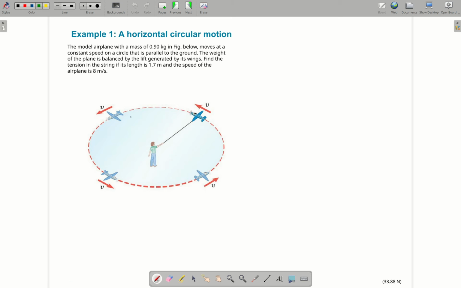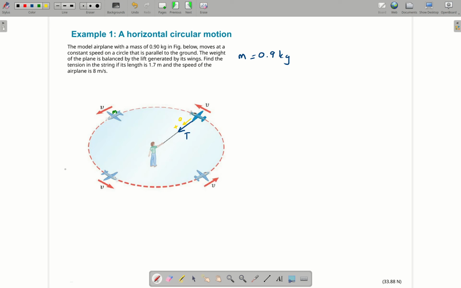Here's a question. The model airplane with a mass of 0.9 kilograms, so this guy has a mass, velocity is shown, I'll leave it as is, and that mass is 0.9 kilogram. In the figure below, it moves at a constant speed on a circle that is parallel to the ground. That tells me it's horizontal, no angle with this tension, so it's a simple matter. I have tension towards the center. This tension, I'll take the plus towards the center because I know acceleration is always towards the center. That's my plus. All right, the weight of the plane is balanced by the lift generated by its wings.